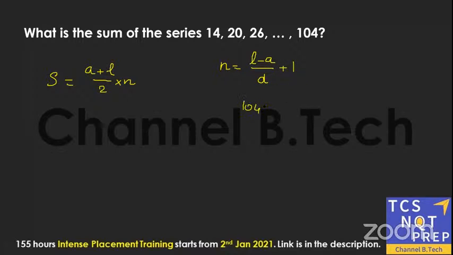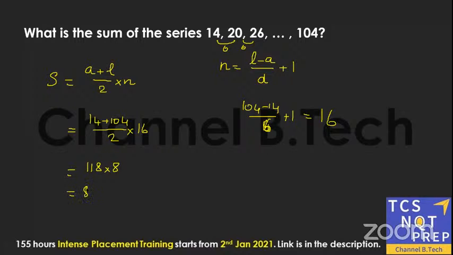Right? So 104 minus 14 divided by 6 plus 1 will give you how much? 90 by 6 is 15. 15 plus 1 is 16. Common difference is 6, right? Okay. So there are 16 terms. Now we can use this formula to find out the sum. Right? 14 plus 104 divided by 2 into 16. Right? 118 into 8, which will be 800 plus 80 plus 64, that is 944.